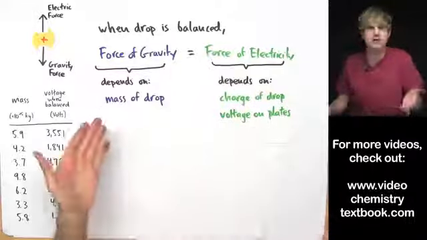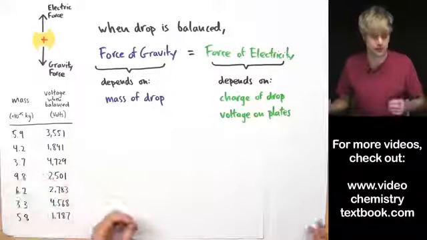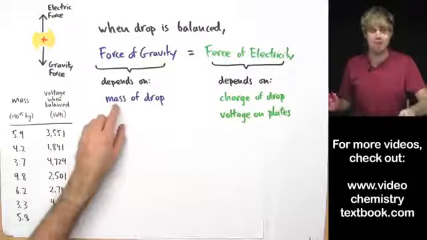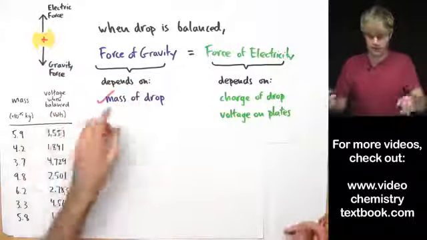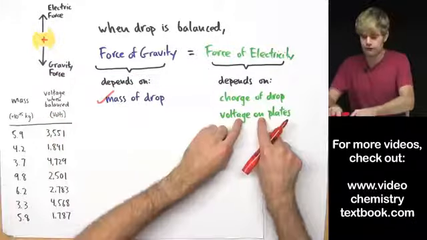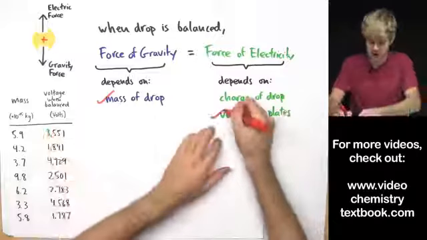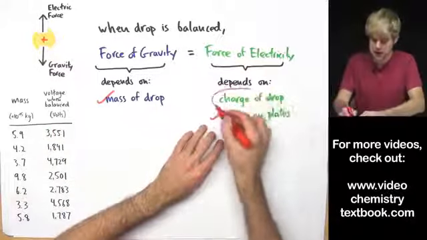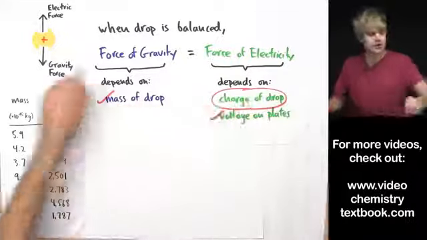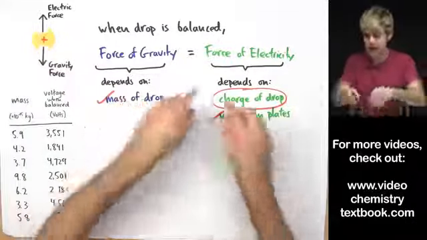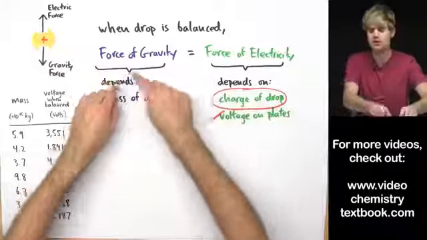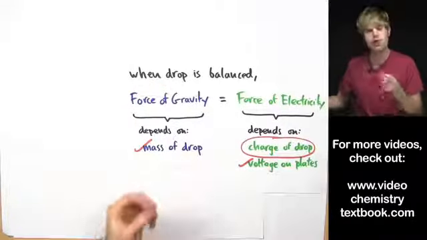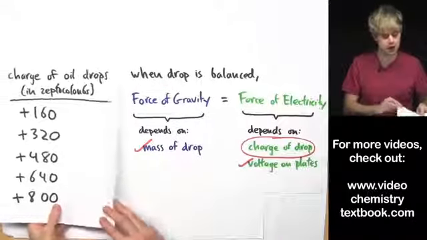So in other words, this is an equation that you can solve for one of the variables. For each drop, they know its mass. So this is a variable that they know. For each drop, they know the voltage that's required to balance it. So they know this. And because this is an equation, they can solve for the charge of each drop because they know this, and they know this, and they know that these two things equal each other. Using this equation, they're able to determine the charge on each drop.